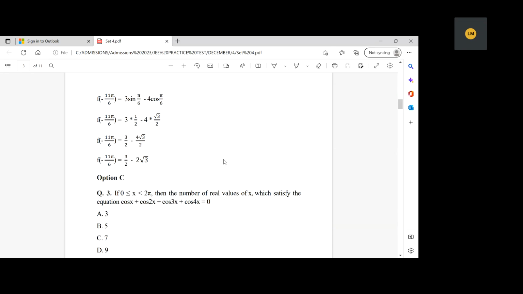So this is the question part. I hope this is also something which you have seen. 0 less than or equal to x less than or equal to 2 pi. Number of real values of x which satisfy the equation cos x plus cos 2x plus cos 3x plus cos 4x equal to 0.